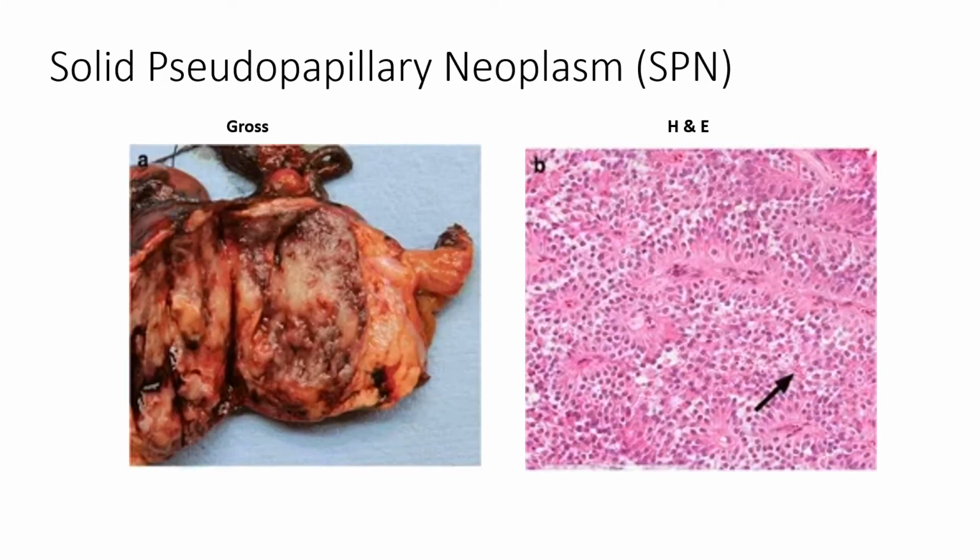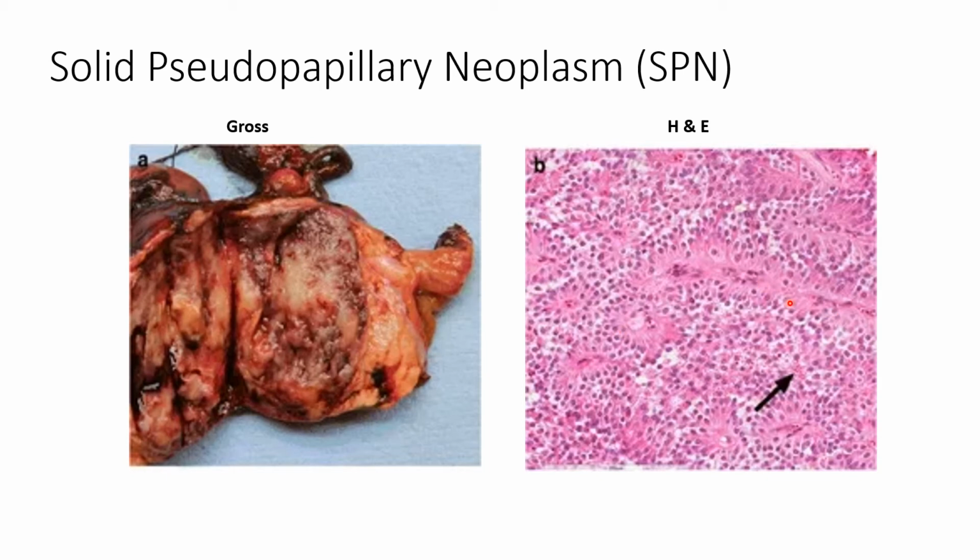Another type of carcinoma we have is solid pseudopapillary neoplasm, that is called SPN. Grossly, it has a variegated appearance, having solid and cystic areas. You can see the small cyst along with some necrosis. The blackish area is necrosis.